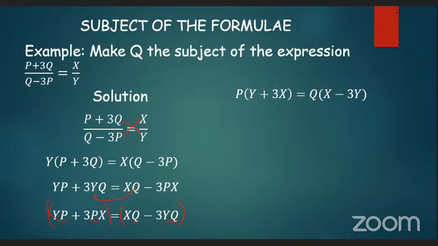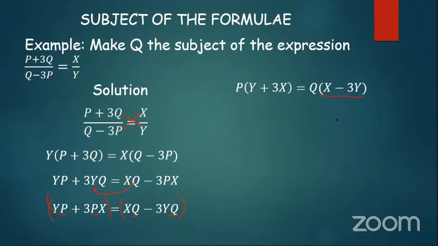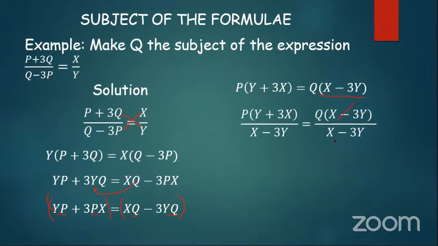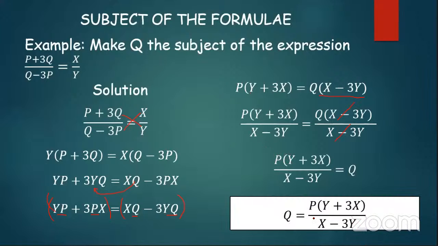So after that, since our major focus is to remain with Q, and when we do that, this will go with that, so we shall remain with Q equaling this expression here. So our Q is equal to P divided by x minus 2, this expression here. And we now have our Q on one side.